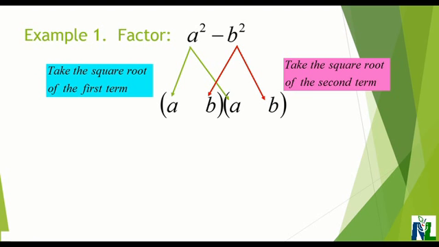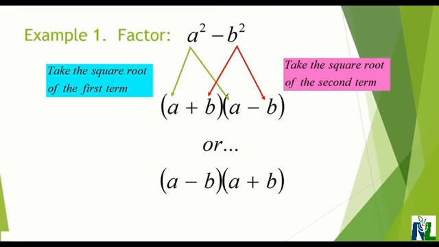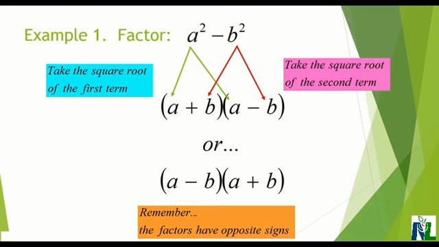To finish these two factors, we insert the signs, remembering that one of the signs has to be positive and the other negative. The negative does not have to be second or the positive first. We can simply rearrange it and write the negative sign first and the positive second, as long as we remember the factors have to have opposite signs.